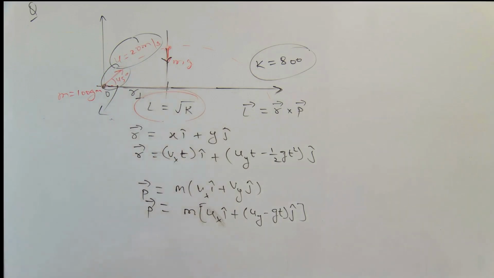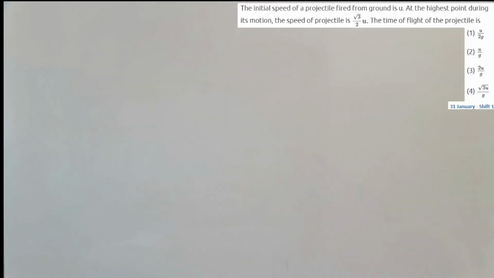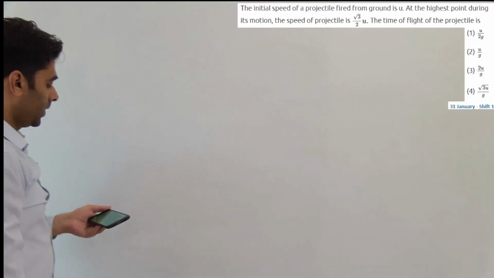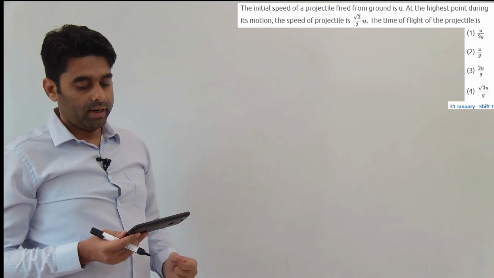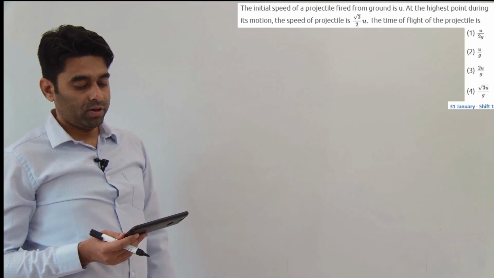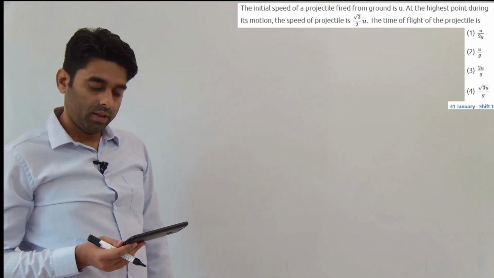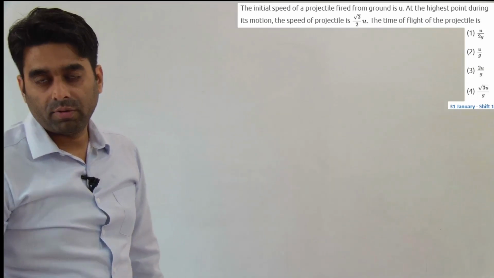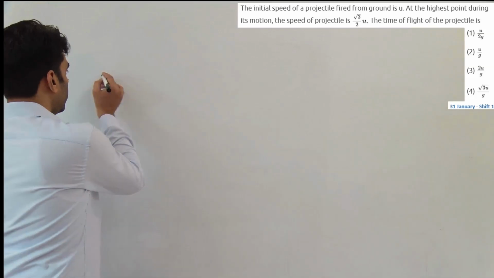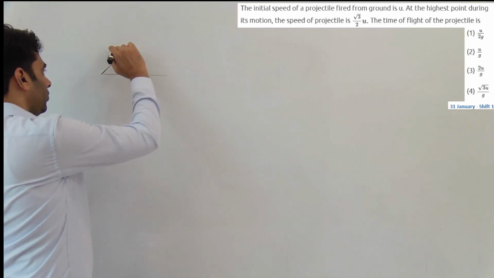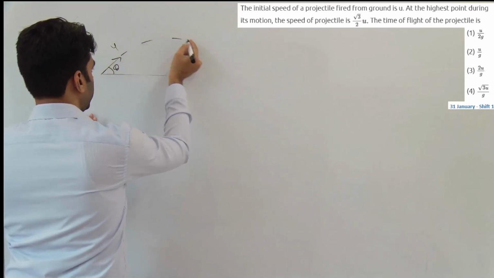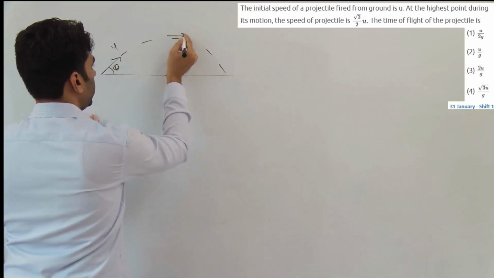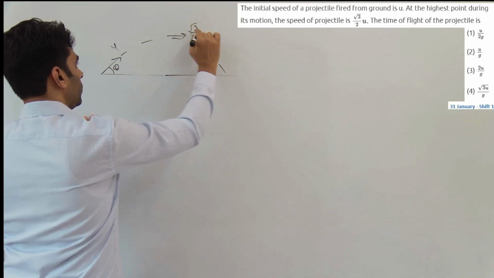Okay. Next question is, the initial speed of a projectile fired from ground is u. At the highest point during its motion, the speed of projectile is root 3 by 2 u. The time of flight of the projectile is. No information is given about angle of projection. So let's say over here u, it is projected at an angle of theta. They have given us u, not information about theta. At the highest point, its speed becomes root 3 by 2 u.